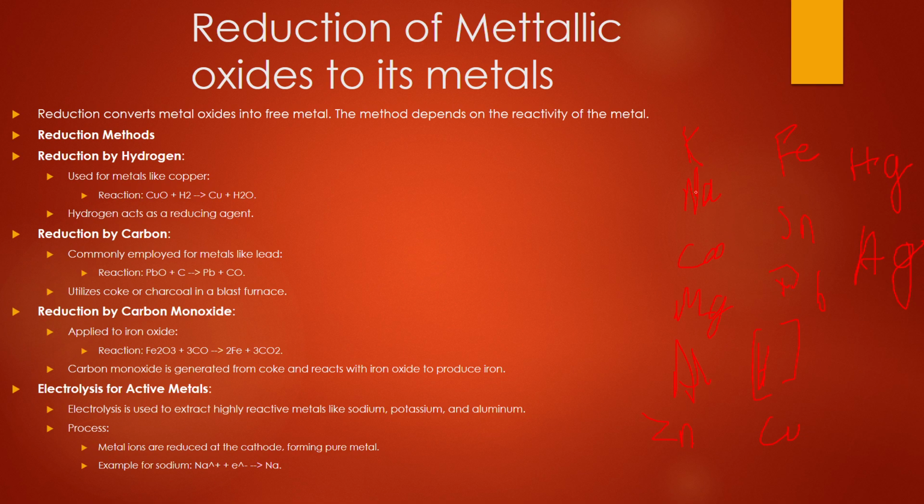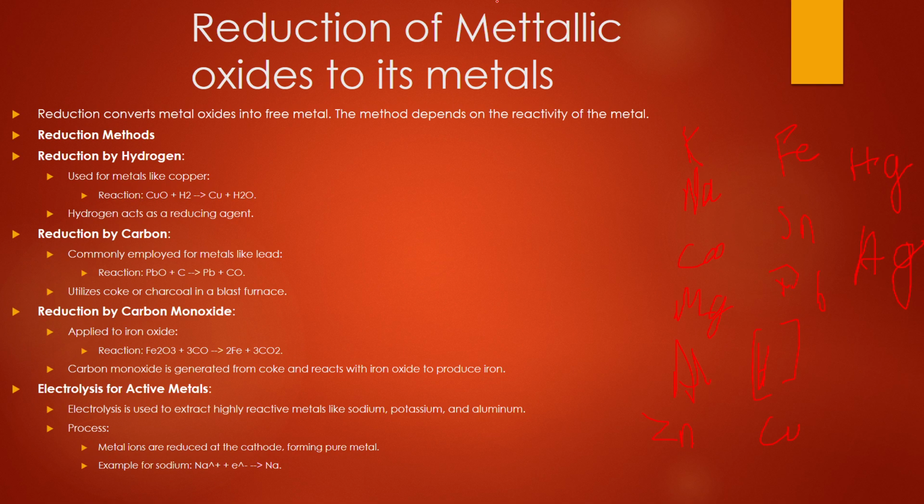So it's potassium, sodium, calcium, magnesium, aluminium, zinc, iron, tin, lead, hydrogen, which is not a metal nor a non-metal. So it's given a position in the bracket in the middle of it. Then copper, mercury, and Ag, which is silver. Okay, and I think you all know that silver is the least reactive and potassium is the most reactive. So let's get back into the topic.